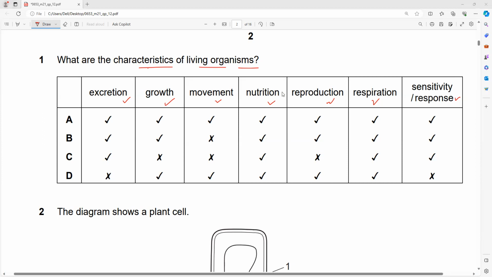So please learn this word: sensitivity. We very rarely use it in our biology, but it is a common word in regular biology. That is response, response to the stimulus. Yesterday also that thing came. That is only called sensitivity. So everything is a characteristic of living organisms.